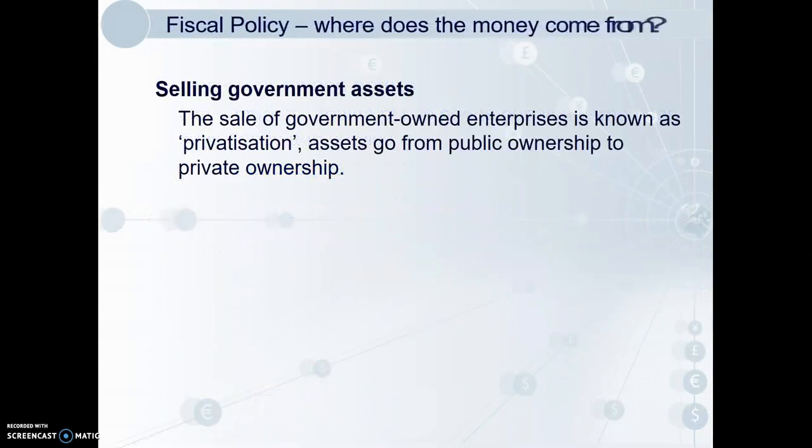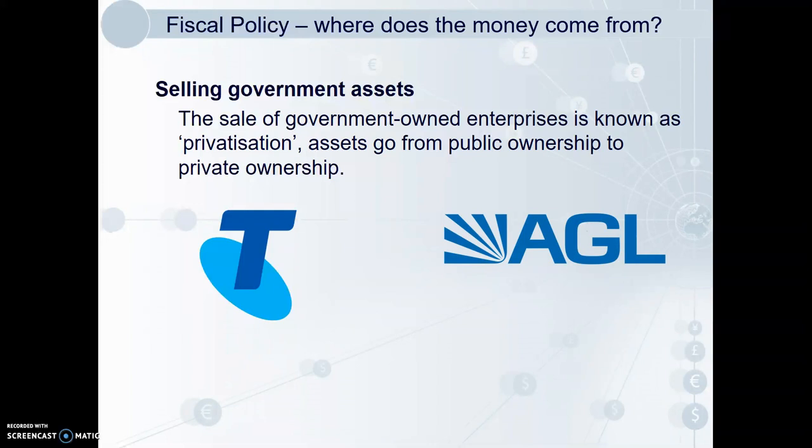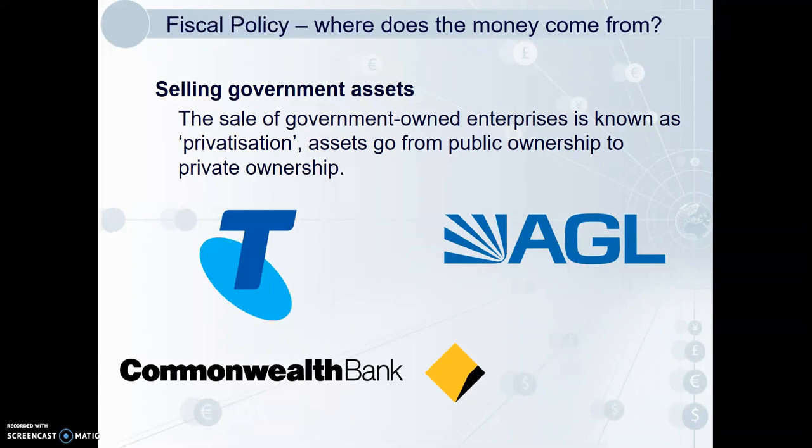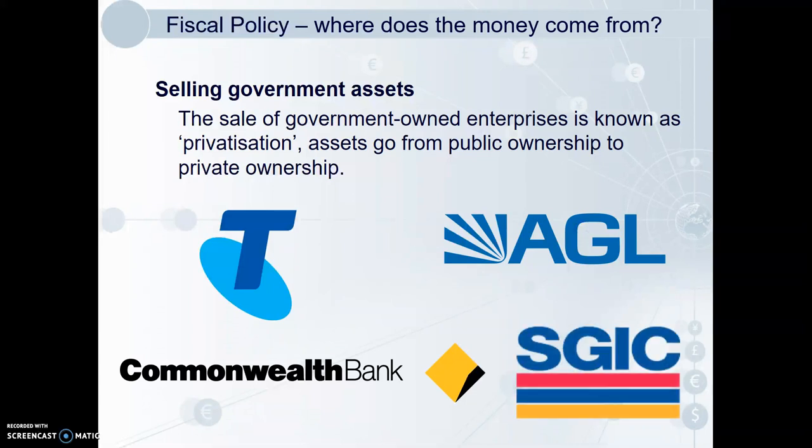The final source of government revenue is a less stable one: the selling of government assets. It's less stable because you can only sell it once. Selling government-owned enterprises is known as privatisation, the transfer of ownership from public hands to private hands. Some examples are Telstra, which was formerly Telecom, AGL, which was formerly the Electricity Trust of South Australia, Commonwealth Bank, so named because it was the Bank of the Commonwealth of Australia, and SGIC, formerly known as State Government Insurance Commission. Okay, so that's how governments get their revenue.